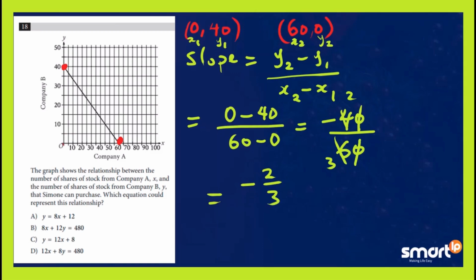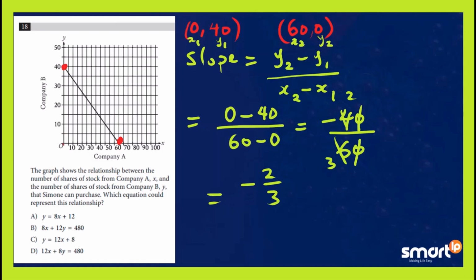Okay, well done. You're doing a great job. So we have actually gotten the slope down to be minus 2 over 3. So the next thing we're going to do is to determine the y-intercept. And if we're going to find the y-intercept, what we need to do, we will use the slope and we will take one of the 2 points. Either we take 0, 40 or we take 60, 0.